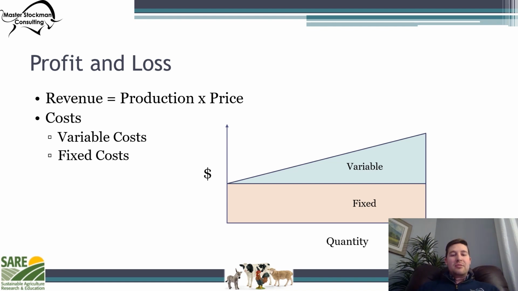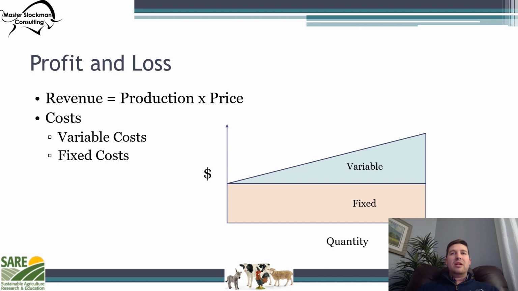Now with costs, we have two different types of costs. There's going to be fixed costs and variable costs. Now our fixed costs are going to be things that don't really change if we produce more of an item. So if we produce more eggs, our fixed costs are going to stay about the same. So some examples of that could be, like a chicken coop.